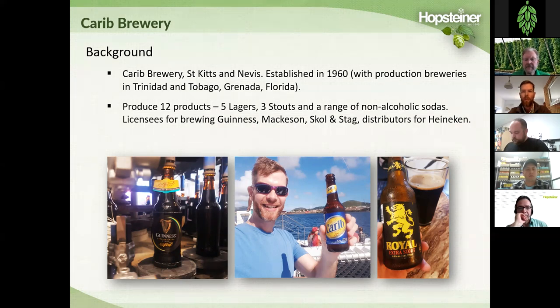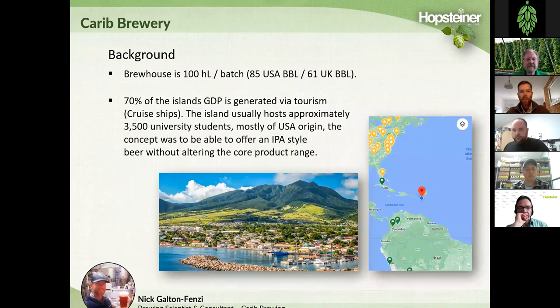If you go on to the next slide, Darren, that'd be great. The size of the brewhouse that we're dealing with is 100 hectolitres, so there's your UK and US barrels. 70% of the island's GDP is generated via tourism, mainly from cruise ships. The island is also home to one of the largest veterinary training universities in the world, so most of the students there are of USA origin.